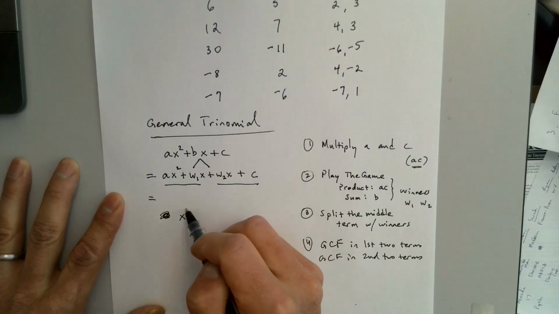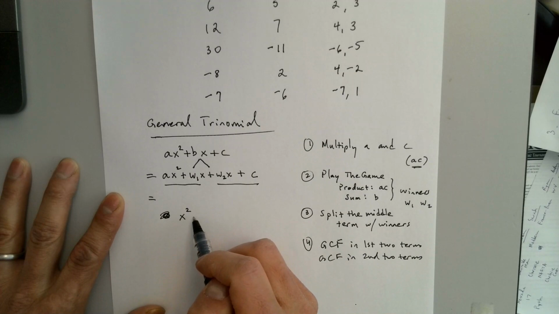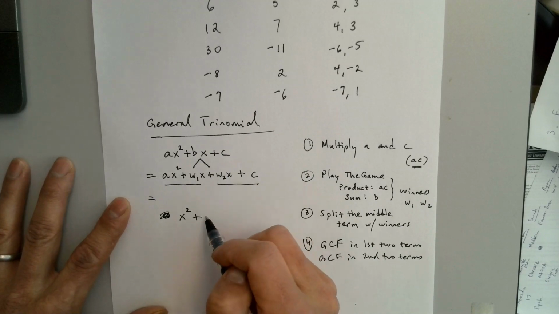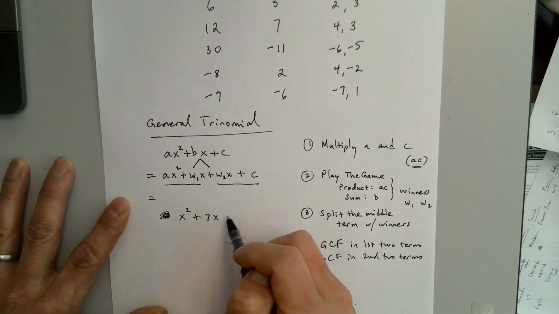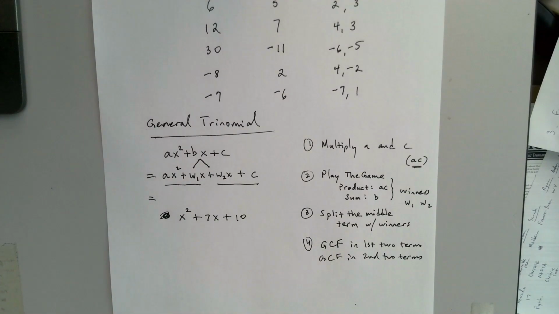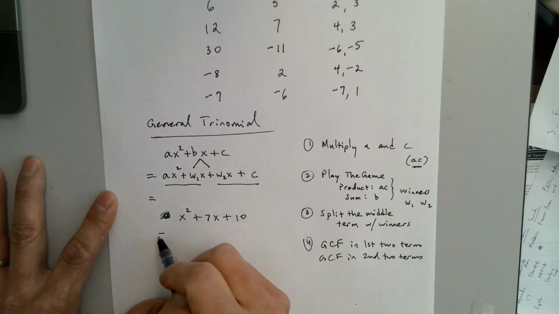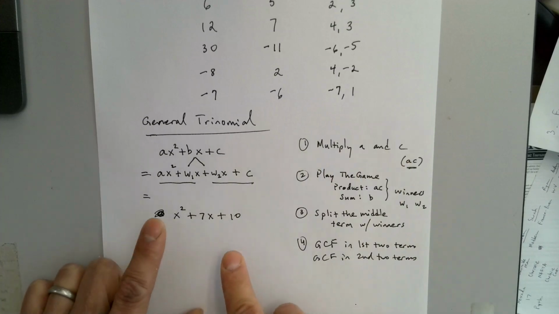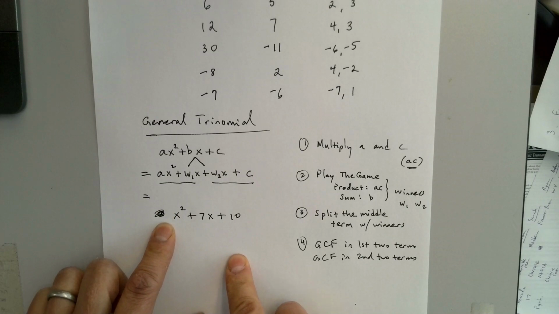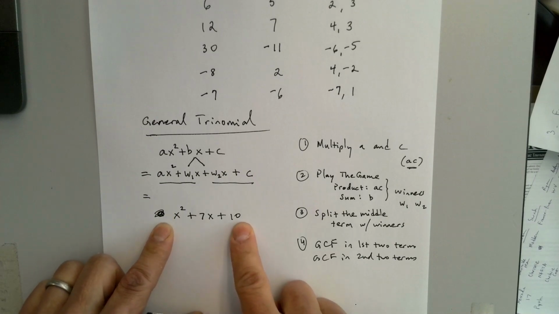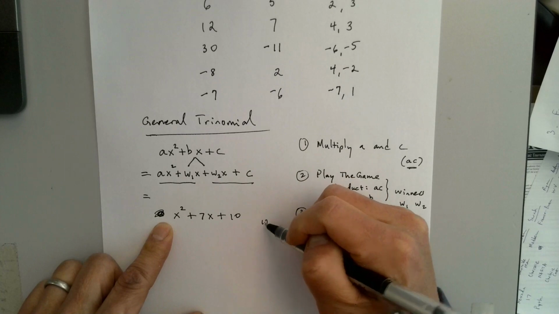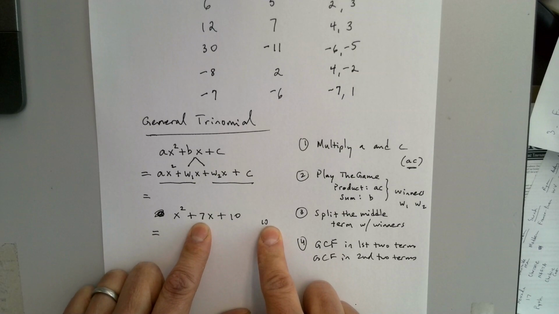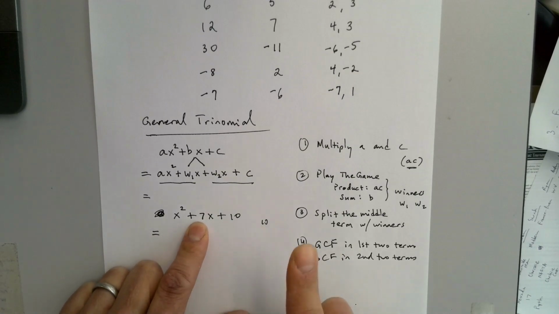So I'm going to use x squared plus 7x plus 10. Okay, step 1. Multiply A and C. A is 1, because that's the coefficient of x squared. C is 10. So AC is 10. I'm going to write that on the side. Then I look at B. That is 7.